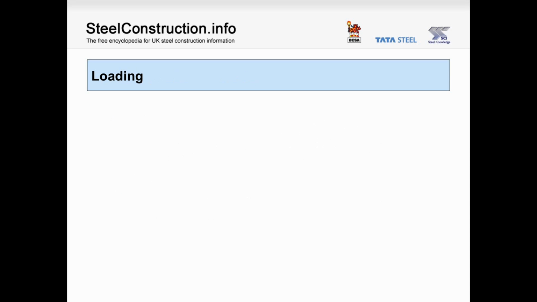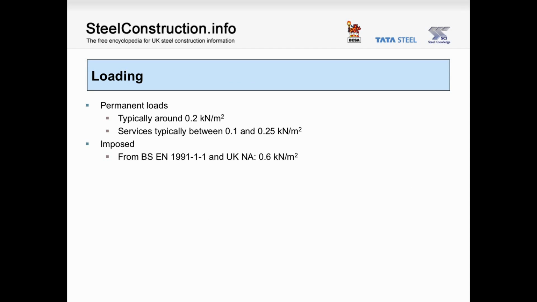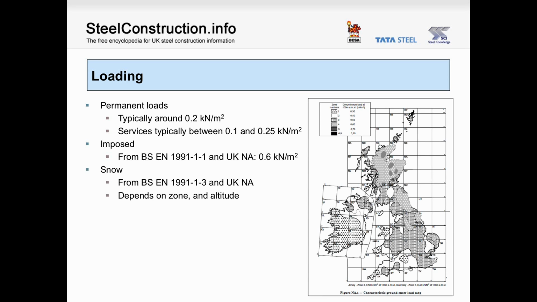So moving on then to loading. Typical loads for a portal frame are that the permanent actions are somewhere around 0.2 kilonewtons per metre squared, and the services load ranges anywhere between about 0.1 and typically 0.25 kilonewtons per square metre. The imposed load on a roof will be taken from EN 1991-1 and its UK national annex, and typically will be 0.6 kilonewtons per square metre.